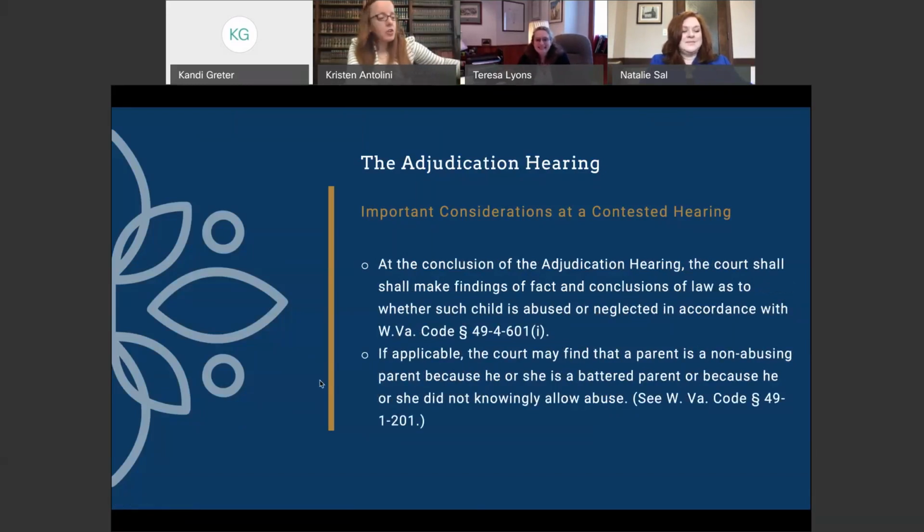Yeah, then what happens at the conclusion of the hearing? What does the court have to find? At the conclusion, the court has to make findings of fact and conclusions of law as to whether the child was abused or neglected. If applicable, the court may find that only one of the parents was an abusing or neglectful parent. The court is also required to consider whether a parent is a battered parent because he or she did not knowingly allow the abuse.